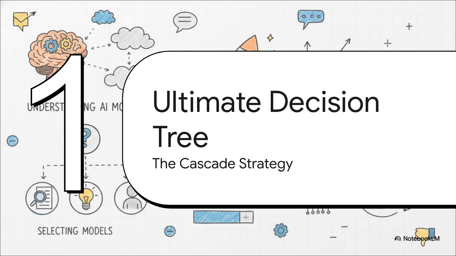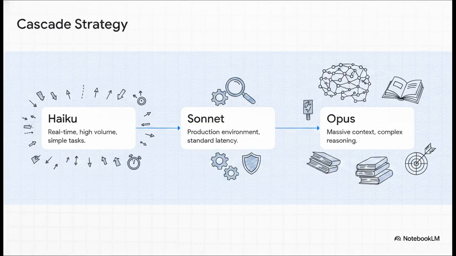Finally, section 4, the ultimate decision tree, the cascade strategy. We've covered a ton of ground today, right? From the hard specs to the actual economics. So now let's synthesize all of this data into a foolproof, actionable strategy that you can use right now. I call this the cascade decision strategy. Walk through this logically with me.